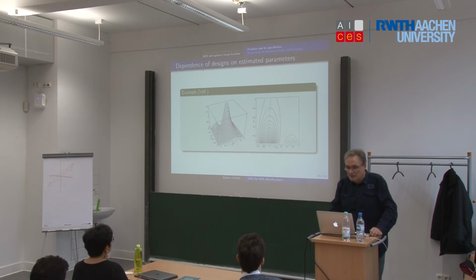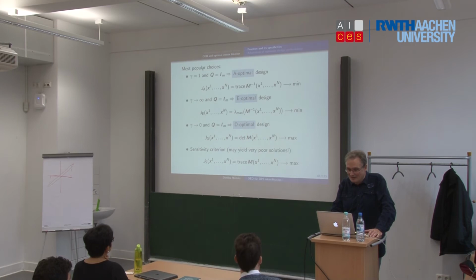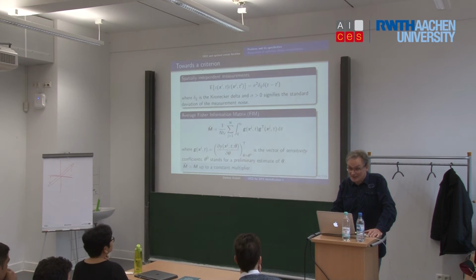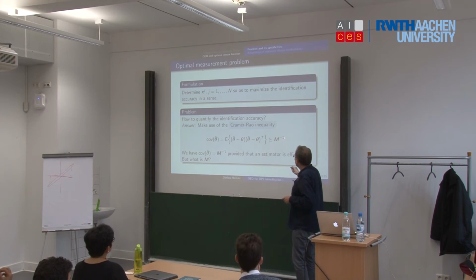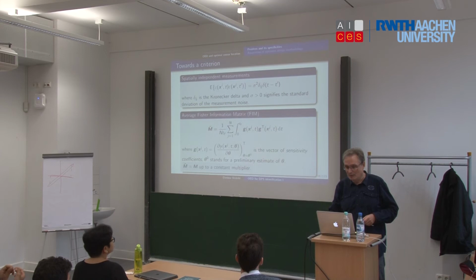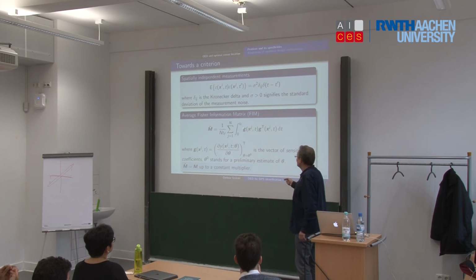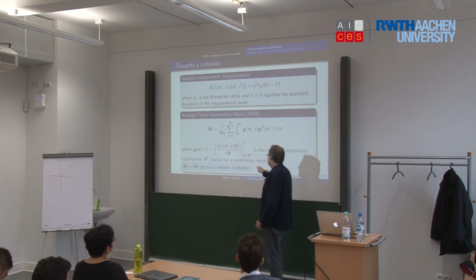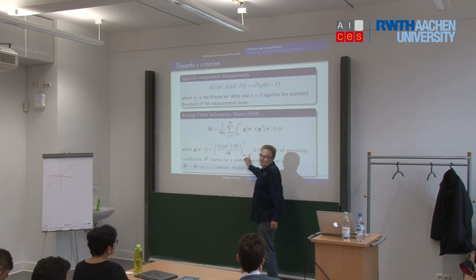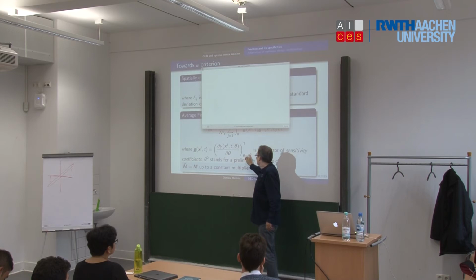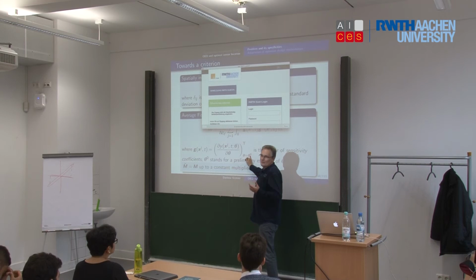So it is easy to explain why. You see here the information matrix, the inverse of the information matrix. It is a basis for our approach. Here, the information matrix is expressed by the sensitivity coefficients, and the sensitivity coefficients should be computed at the actual value of the parameter to be estimated. So this is the sense of the Cramer-Rao inequality. So this should be the actual value of the parameter, but we don't know this value.